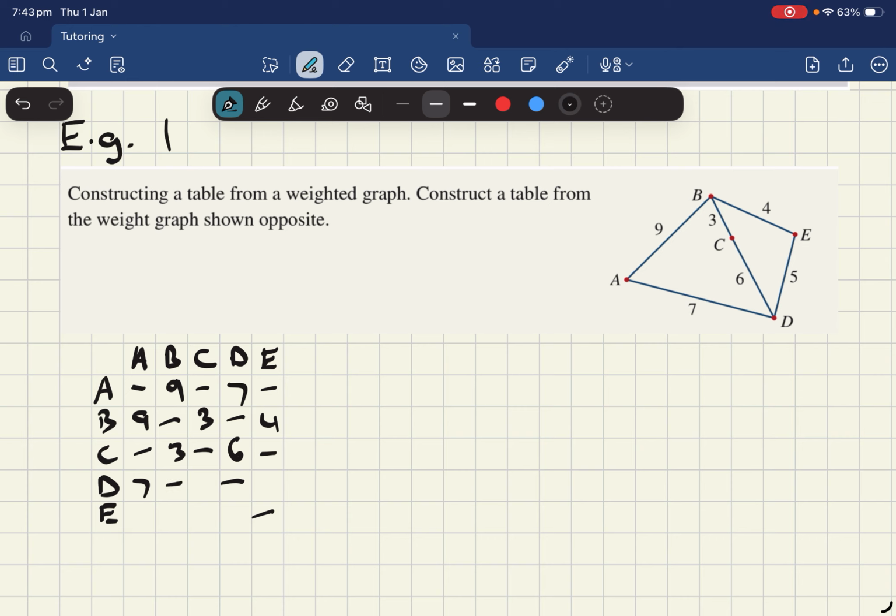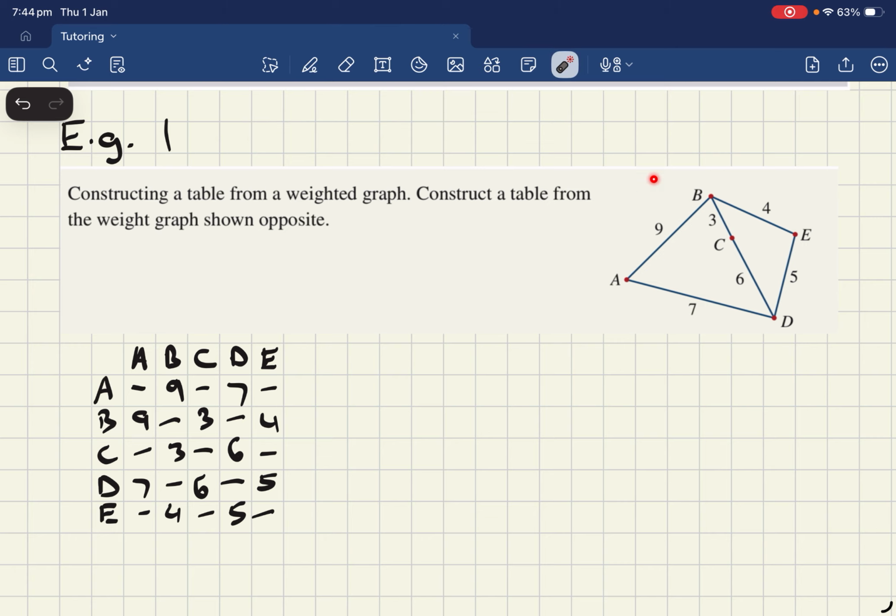D to C has a weight of 6, and D to E has a weight of 5, and we're almost finished. B to E has a weight of 4, C to E doesn't have anything, and D to E has a weight of 5. So we're just simply matching up what we see over here at the top and writing it in table form. This condenses the information, and it lets us read through it and represent it as a table that summarizes the information.